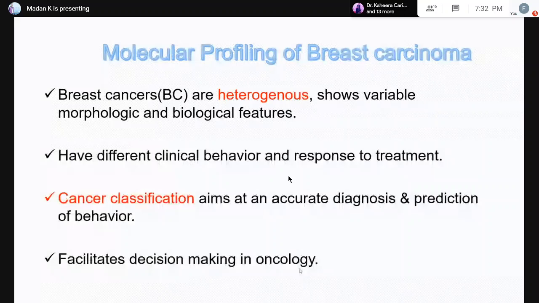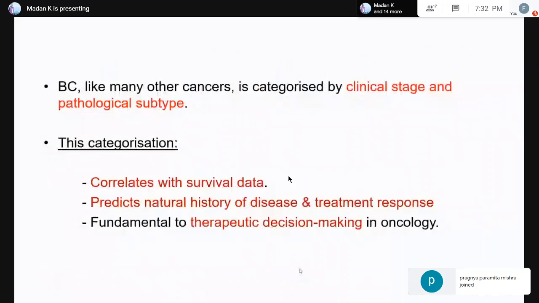Breast cancer, just like any other cancers, is categorized by clinical stage and pathological subtype. By categorizing based on this, it correlates with the survival data, predicts natural history of disease and treatment response, and also is fundamental in therapeutic decision making in the field of oncology.